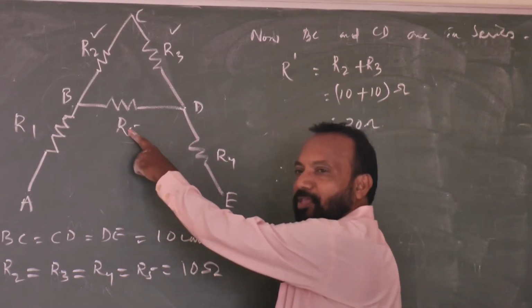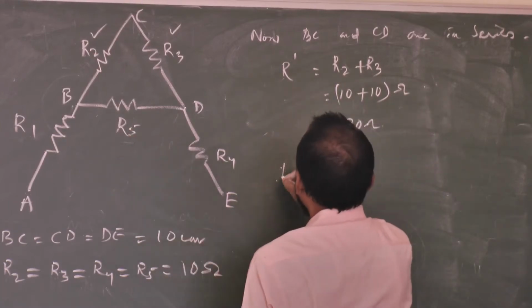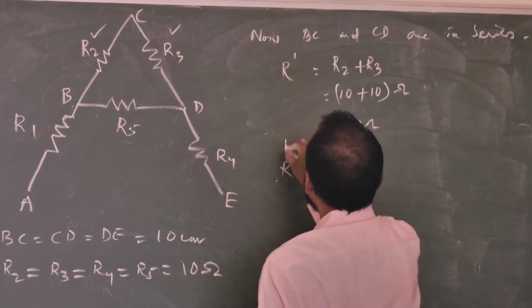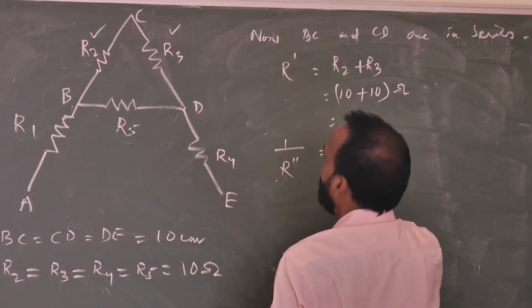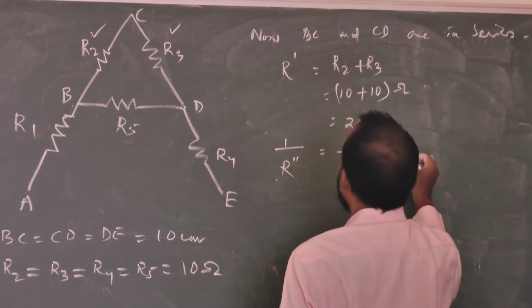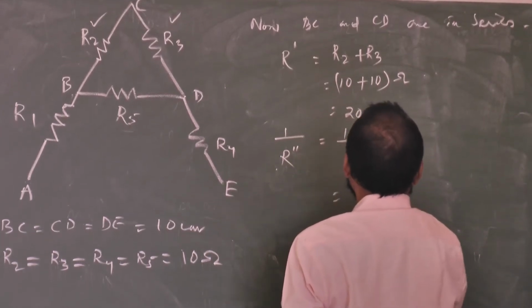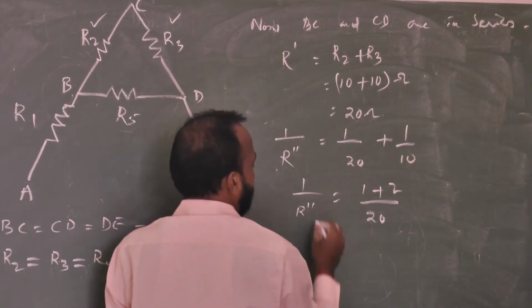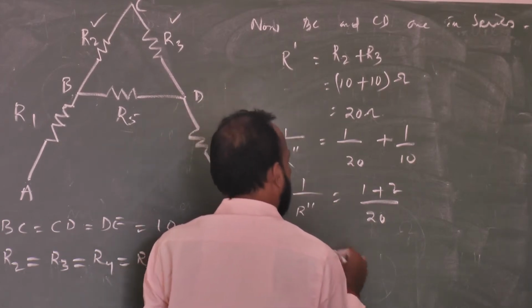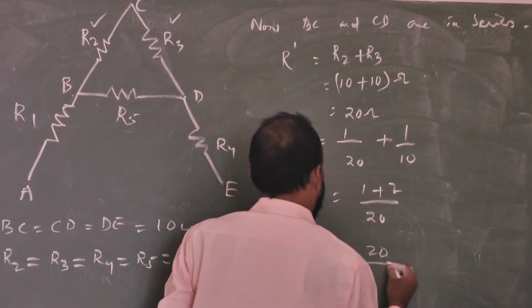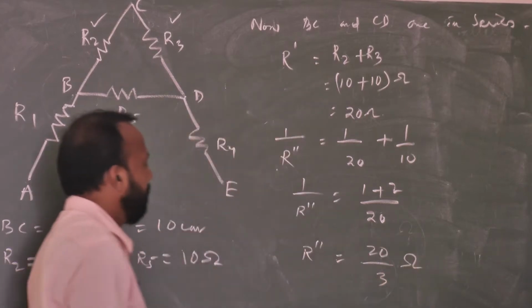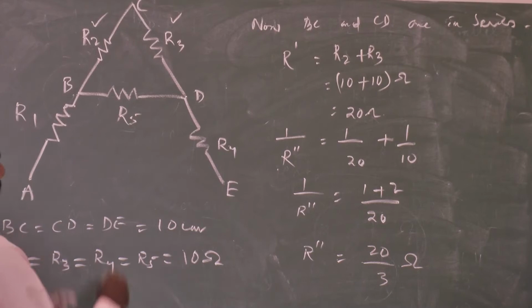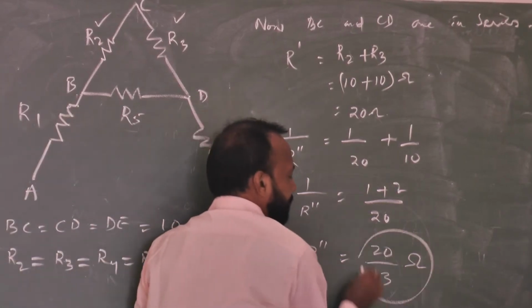Now, it will be in parallel with R5. So, 1 by R'' equals 1 by 20 plus 1 by 10. How much? Taking the LCM of 20, this is 1 plus 2. 1 by R'' equals 3 by 20. So, R'' equals 20 by 3. 20 by 3 ohm. Now, the diagram came, that is 20 by 3 ohm came.